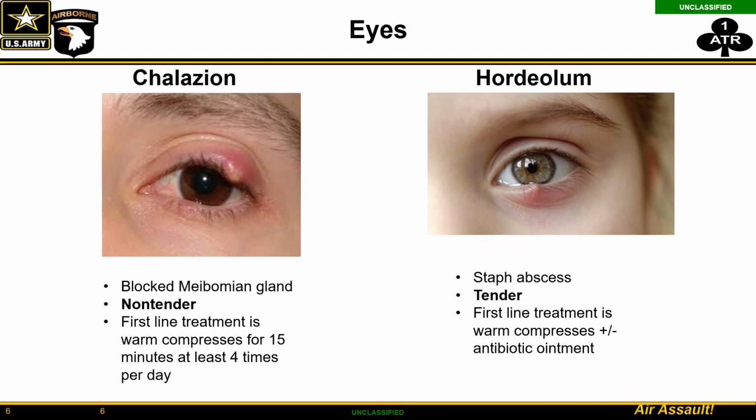So now we'll get into some this versus that, because there are a lot of things that present very similarly with eyes and need to be treated very differently. And so our first this versus that is a chalazion versus hordeolum. And you can remember this, that hordeolums hurt. And so hordeolums are commonly known as styes.